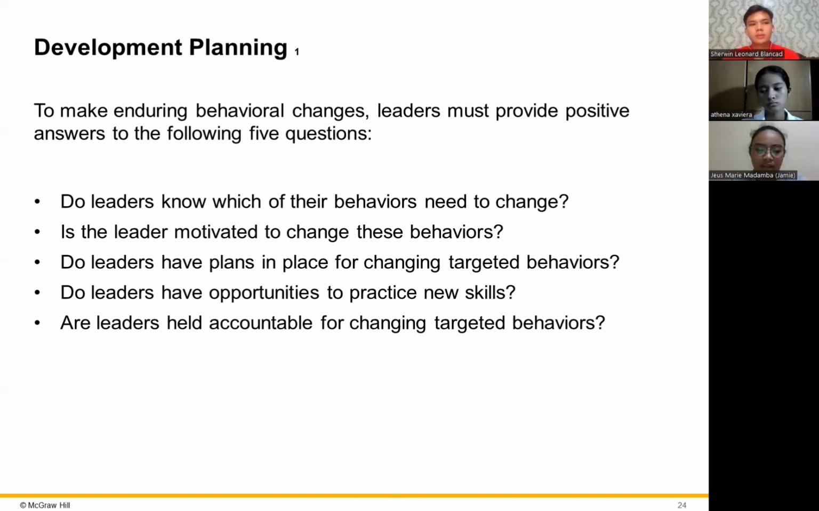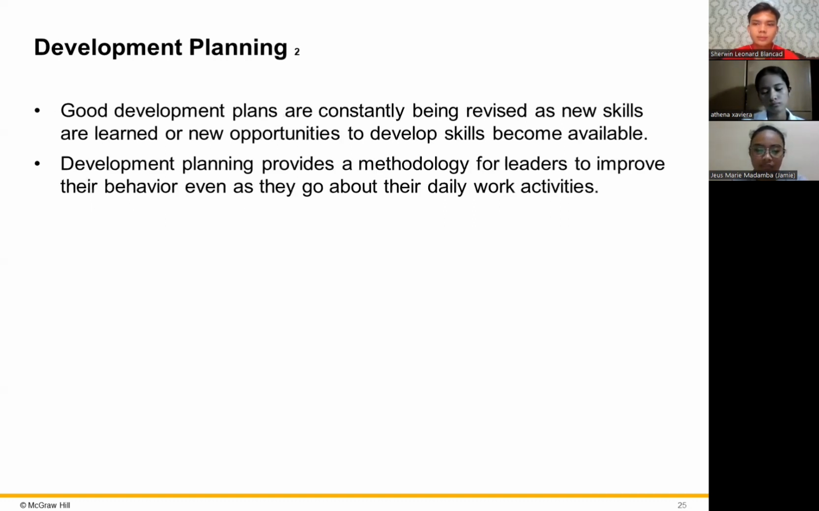And fifth, are leaders held accountable for changing targeted behaviors? Similar to the fourth question, ideally, yes, because like learning, accountability in leadership is indispensable. In short, development planning serves as a guide for leaders so they can build on what they have started and improve in areas that they are still lacking in. While there are staple questions, good development plans are still getting revised because there will always be new skills to be learned.